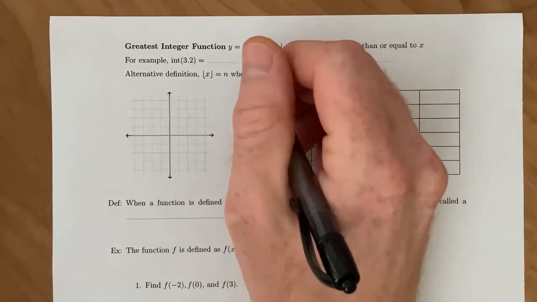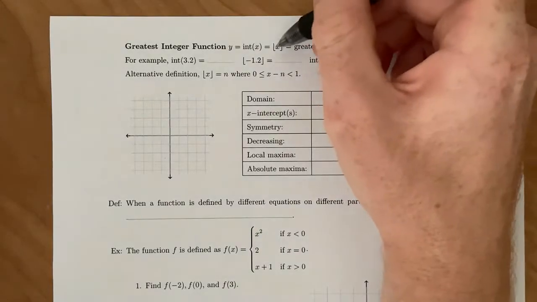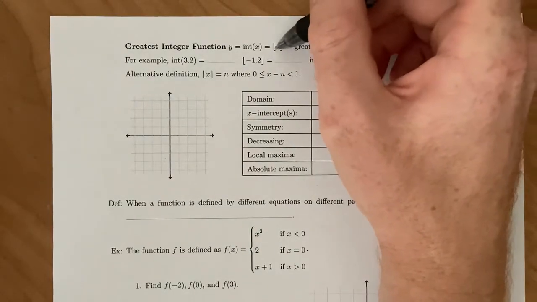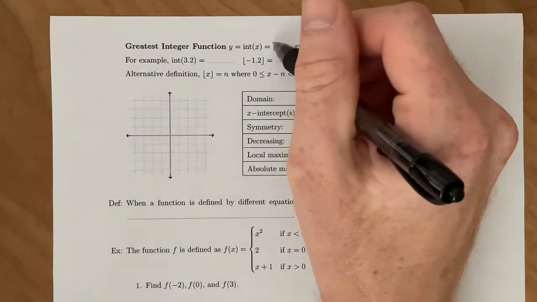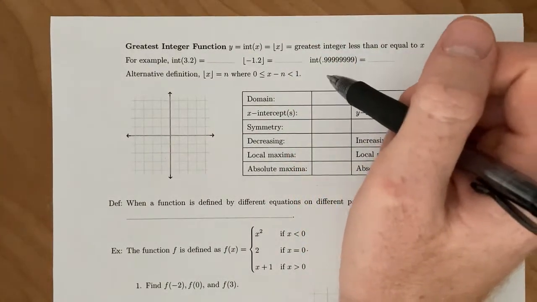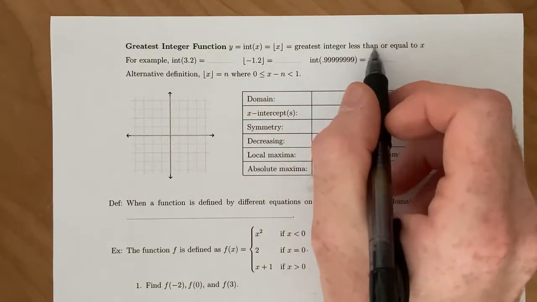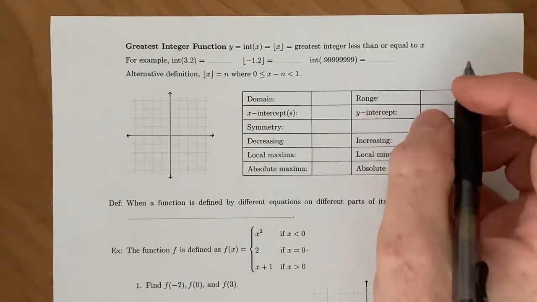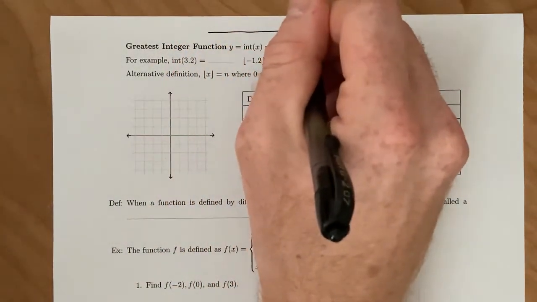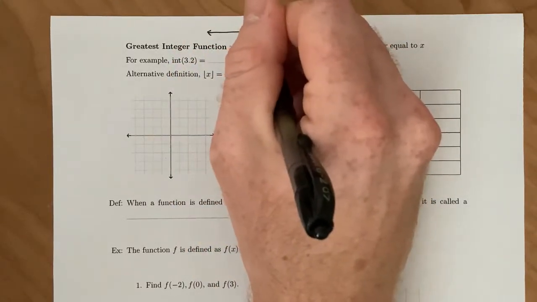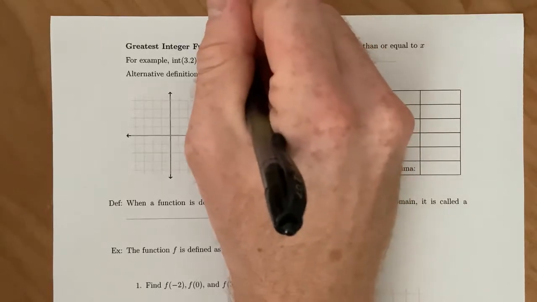The textbook uses int of x to denote that. I like this one, x with almost these square brackets, except it's only the bottom part that is included. It's not the top part like a regular bracket would be. And to define it, it's the greatest integer that is less than or equal to x. It sometimes helps to have a number line set up just to get a sense of where everything is living.